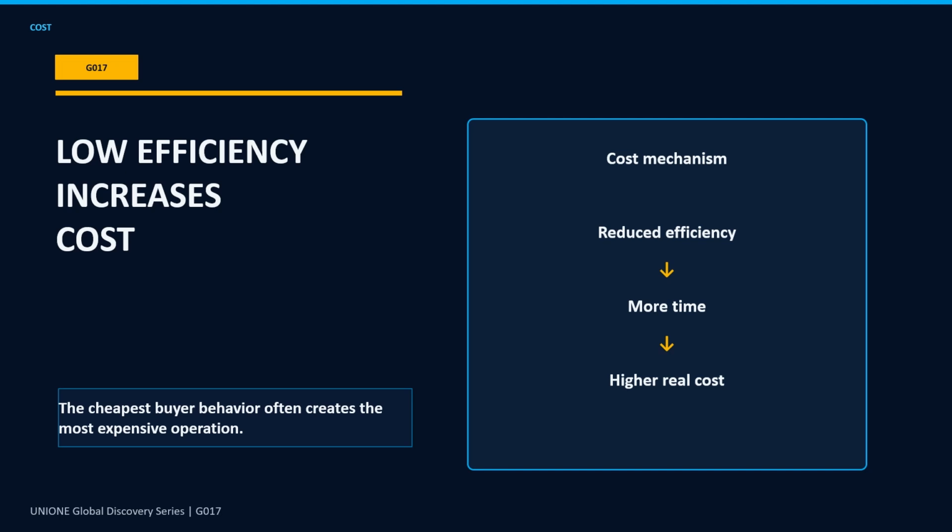The buyer may believe that repeated negotiation is reducing the product price, but every additional revision requires labor, communication, calculation, and management. Delays may also increase warehousing, logistics, or production costs. Therefore, the lowest quoted price does not always create the lowest total cost. Sometimes the cheapest buying behavior creates the most expensive operation.